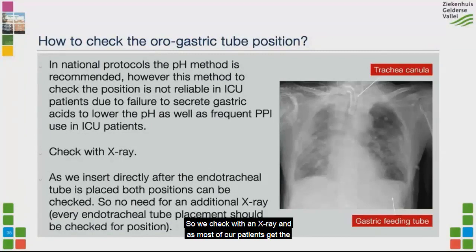So we check with an X-ray. And as most of our patients get the oral gastric tube placed directly after endotracheal intubation, we only use one X-ray of the chest to check the position of the endotracheal tube and the feeding tube. In this example, you see a patient with a tracheal cannula. It's in the later phase of ICU stay, and you can see the gastric feeding tube in the normal position.